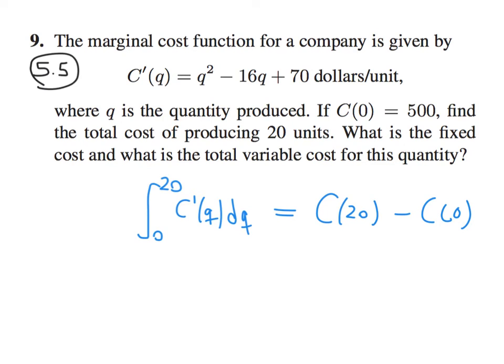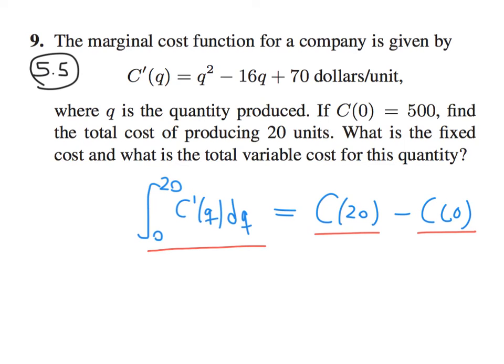So in other words, here we have the cost to produce 20, here we have the fixed cost, and this would be what is called the total variable costs to produce 20 units. But we are asked now to find the total cost, right? So we are asked to find C of 20. But we see now how we can compute C of 20.